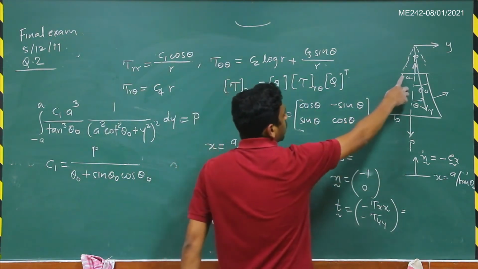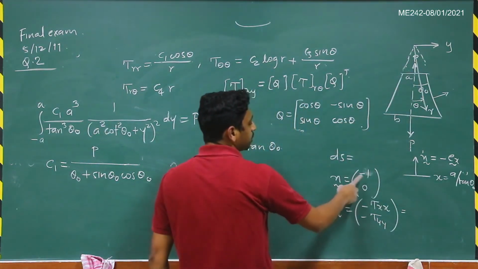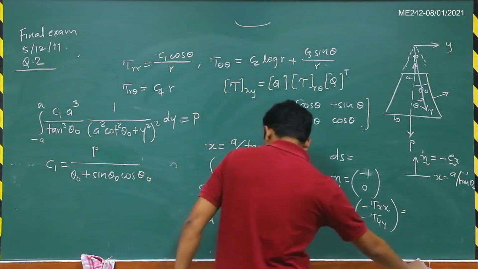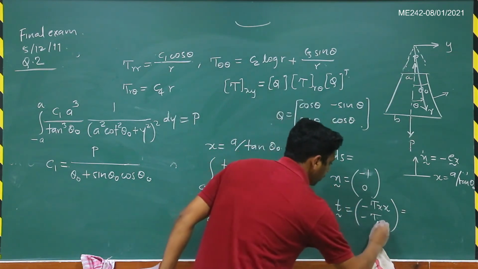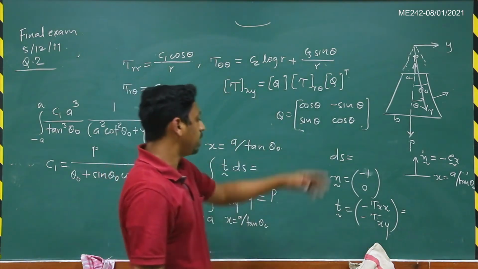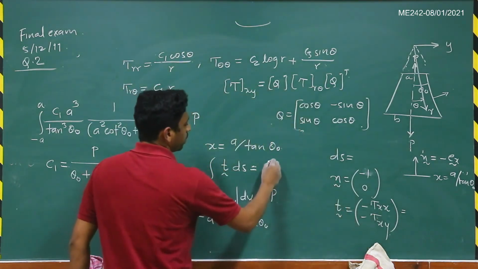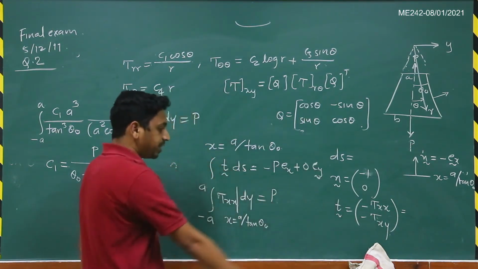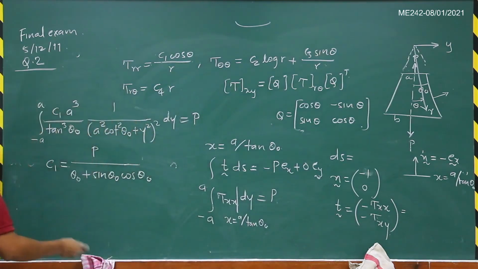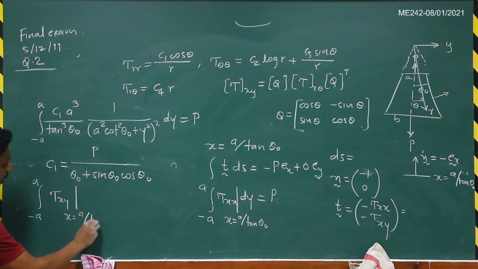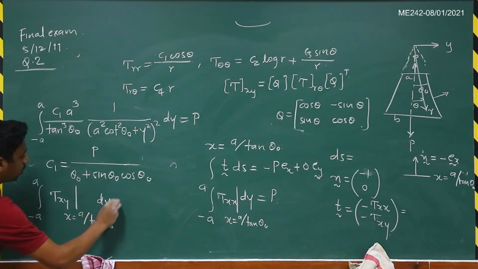The normal for this particular surface will be minus of Ex, so we can write it as minus 1 comma 0. So the tractions would be written as minus tau xx, minus tau xy. Now the integration over this would be minus tau xx px plus 0 py. So you can check back. You must get the integration from minus a to a of tau xy, at x equal to a over tan theta naught, dy, to be 0.